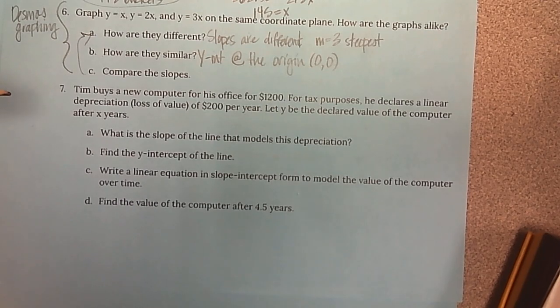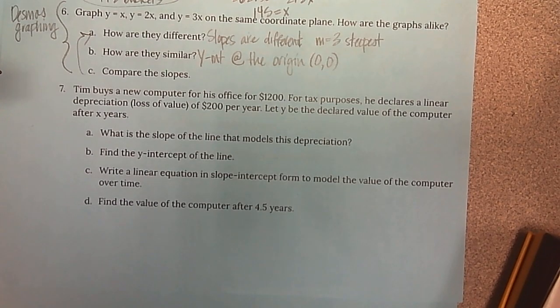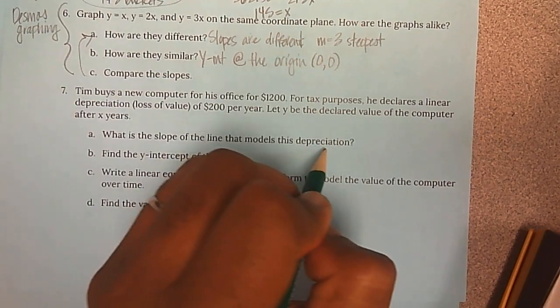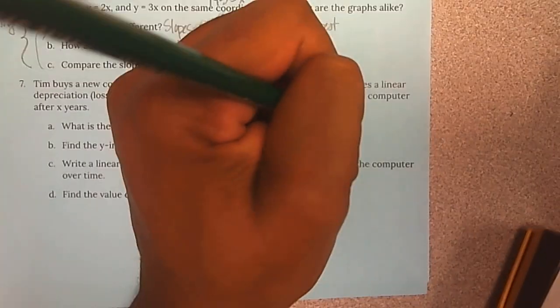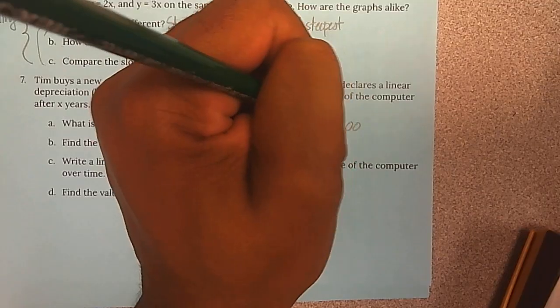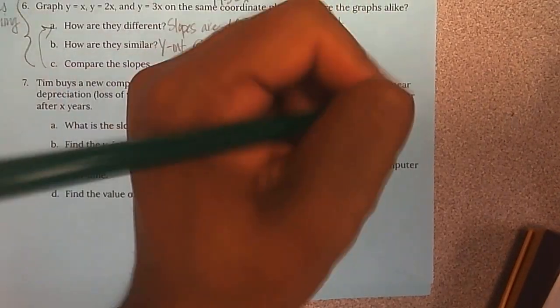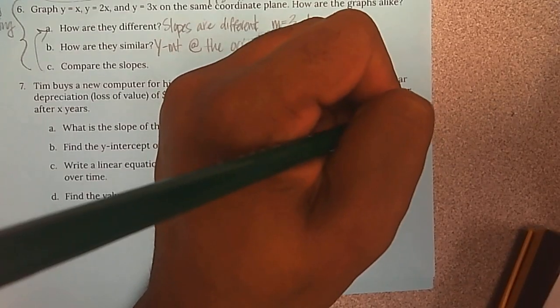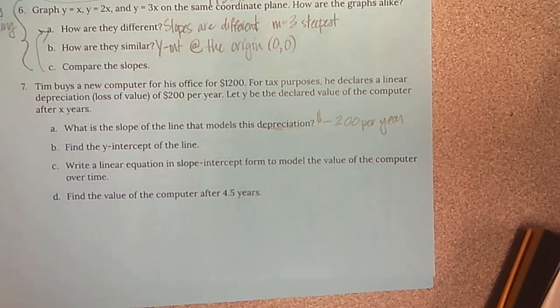All right, Tim buys a new computer for his office for $1,200. For tax purposes, he declares a linear depreciation. There we go. Loss of value of $200 per year. Let Y be the declared value of the computer after X years. What is the slope of depreciation? It's negative, my friend. In this case, it's negative $200 per year. A slope is a rate. It's not just a number.